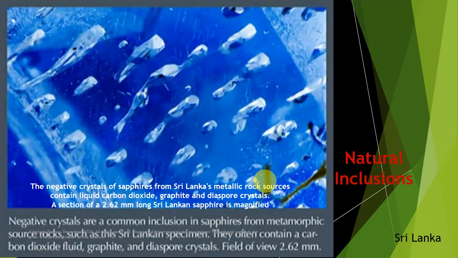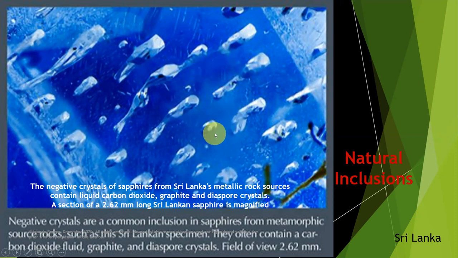Look at this, Sri Lanka sapphire. The negative crystals, these crystals are called negative crystals because it is like a negative sign in mathematics. So negative crystals of sapphires from Sri Lanka's metamorphic rock sources contain liquid carbon dioxide. Inside these negative crystals, often liquid carbon dioxide is there. Very small. Graphite and diaspore crystals. Not only that, graphite is there and diaspore crystals. We are talking after lesson number 50. Diaspore crystals also included there.